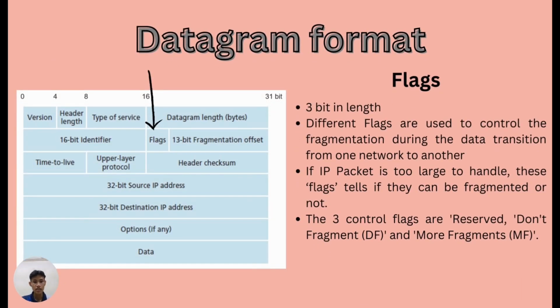The next field in the datagram format is flags. Flags is 3 bits in length. There are different flags that are used to control the fragmentation during the data transition from one network to another. If an IP packet is too large to handle, these flags tell whether it can be fragmented or not. The 3 control flags are reserved, don't fragment (DF), and more fragments (MF).